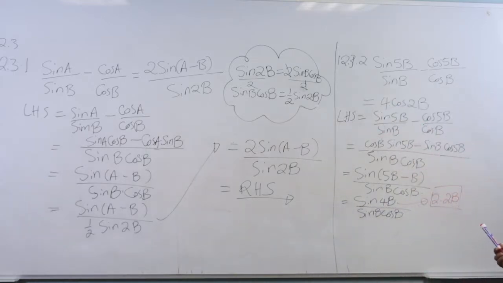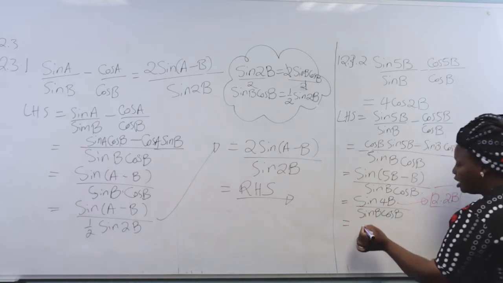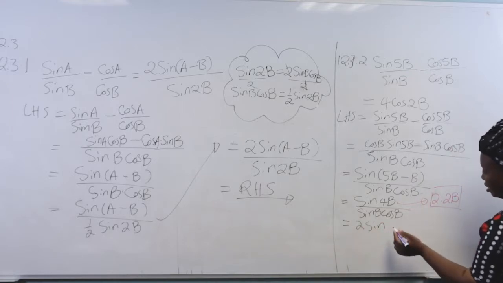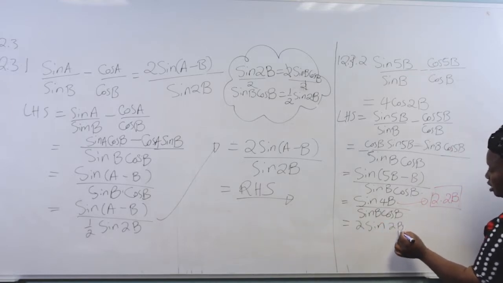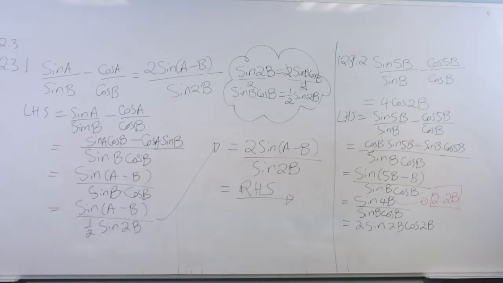So we are going to write it just below. So this is the same as 2 sine 2b cos 2b. That's what it means.